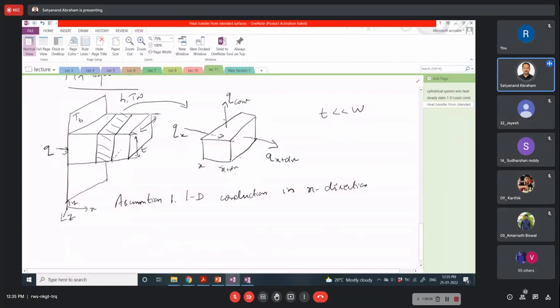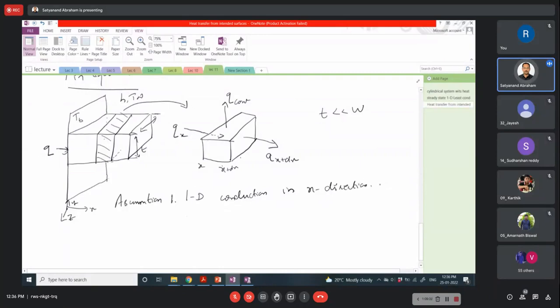Also, the convective heat transfer coefficient H and T infinity are the same throughout the width. Since the thickness is very small, there is a low chance of a temperature gradient there. And since the uniform boundary condition exists throughout the width, there is less chance of any temperature gradient in the width direction also. That is one assumption.